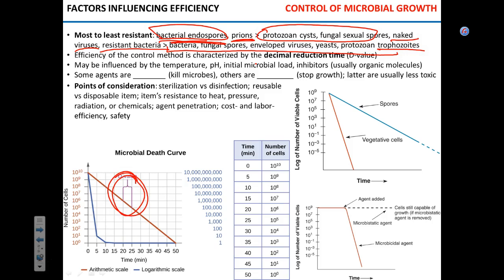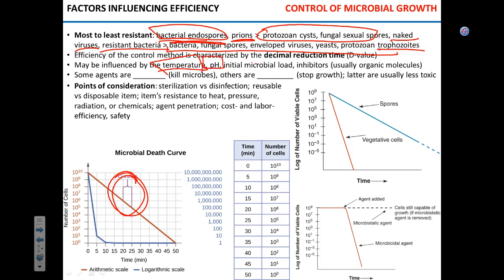Do you understand the idea? So, time that is required to decrease the number of microbial cells tenfold. Okay. What can influence, what can play a role in alterations to that time? Temperature. Obviously, the higher the temperature, the better you kill microbes.